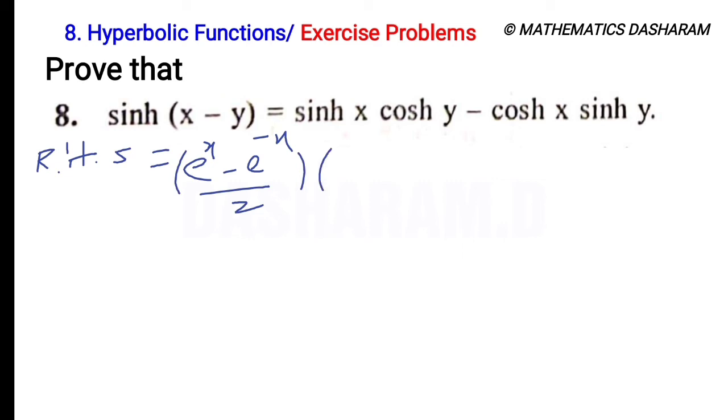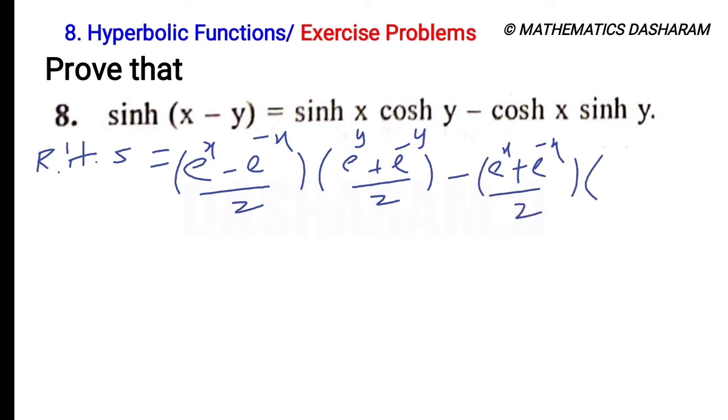into cosh y, e to the power of y plus e to the power of minus y divided by 2, minus cosh x, e to the power of x plus e to the power of minus x divided by 2, into sinh y, e to the power of y minus e to the power of minus y divided by 2. So it is equal to, here 2 into 2 is 4, here also 2 into 2 is 4. So then overall we can take 1 by 4 common from both terms.